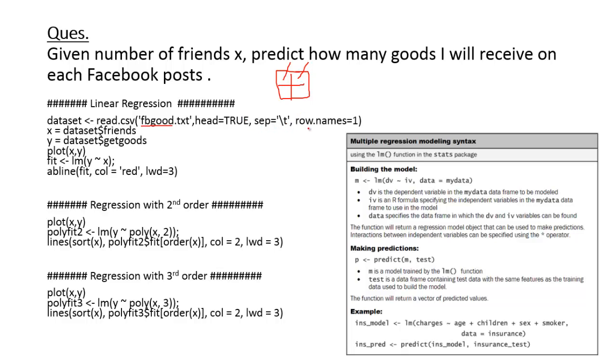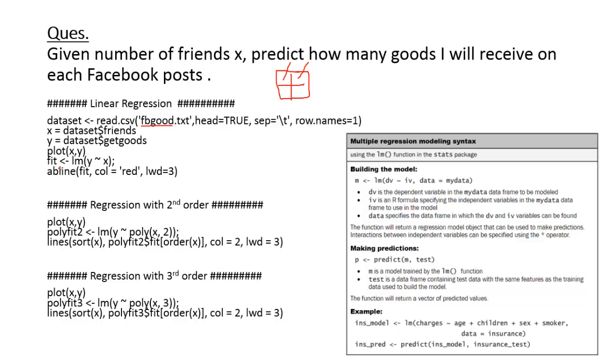Separator is tab, row.names equal to 1 means it starts importing from row 1. After importing I'll store x and y with values friends and get goods. Here the dollar sign indicates that dataset$friends will import all the friends rows in x and all the get goods rows in y. And after that I have used a function called plot. Plot is a function to simply see the visual relationship between x and y.